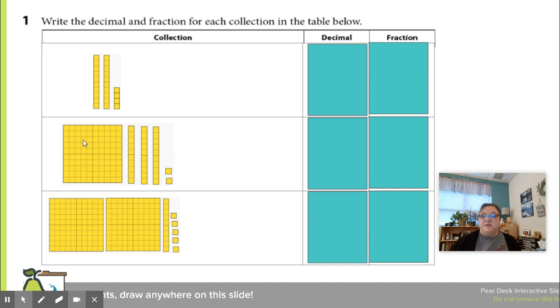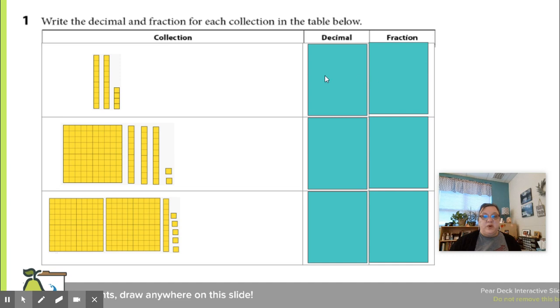So this is very similar to what you're going to be doing with your assignment today. Write the decimal and fraction for each collection in the table below. So here are the collections. And in this column, you're going to write the decimal for each collection. And here you're going to write the fraction for each collection.